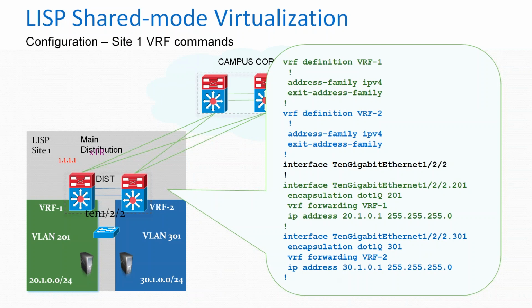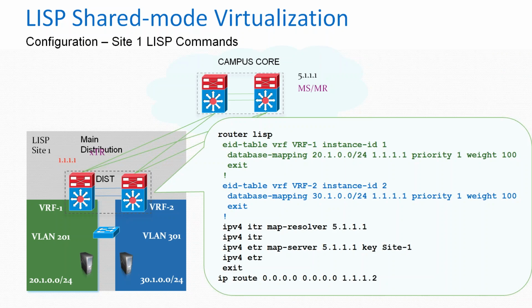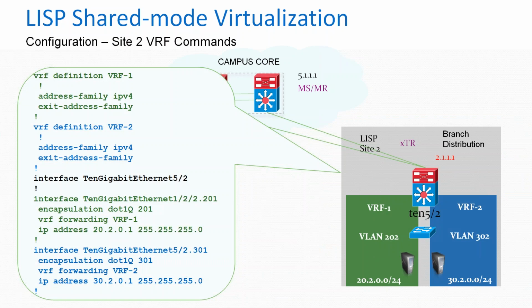Now in our lab, instead of these interfaces and the encapsulation dot1Q, we'll use loopbacks. So I will use loopback 201 and loopback 301, and inside those VRFs I will assign these IP addresses. Then the LISP part. Because we are creating VRFs, we have to give the instance ID. Instance ID 1 is mapped with VRF1, instance ID 2 is mapped with VRF2, like that. The rest of the configuration you can see is the same. We only have to map the instance ID with the VRF and then do the database mapping.